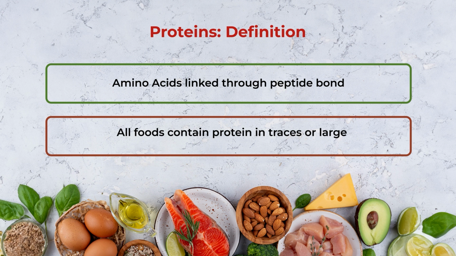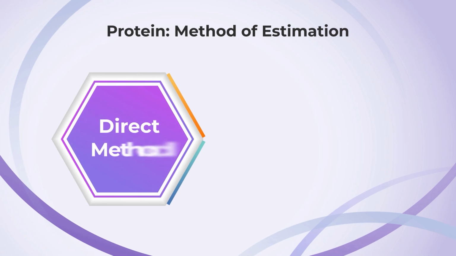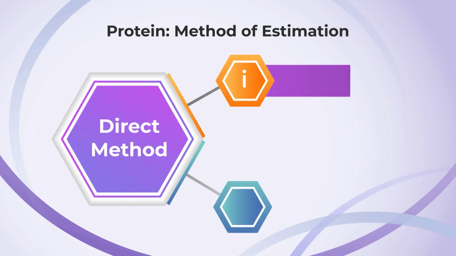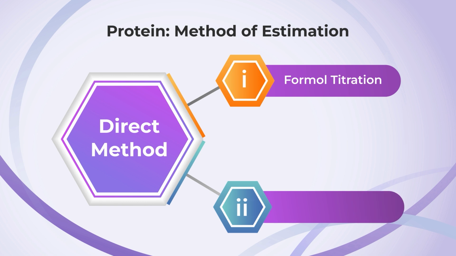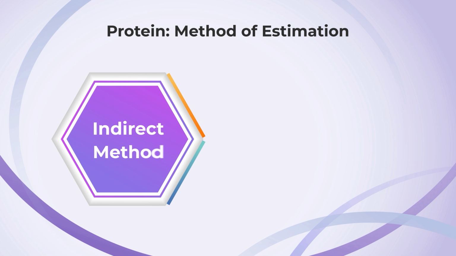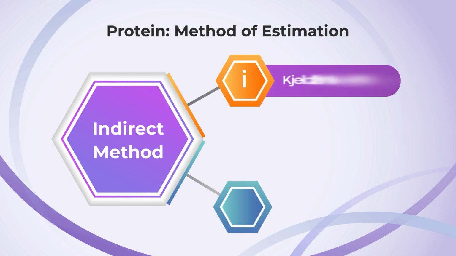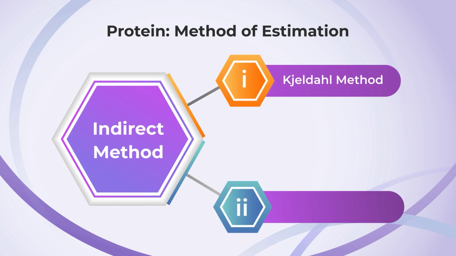So basically proteins are nitrogenous, and all foods contain protein. Some will have it maybe in traces, like honey, and some will have large quantities, like pulses. So protein is there in almost all foods. How do we analyze protein? There are two ways we can analyze protein. One is the direct method, where the protein molecule is directly evaluated, estimated. The other is the indirect method, where protein is not directly evaluated; the protein constituent, that is nitrogen, is calculated, and from nitrogen we find out the amount of protein.